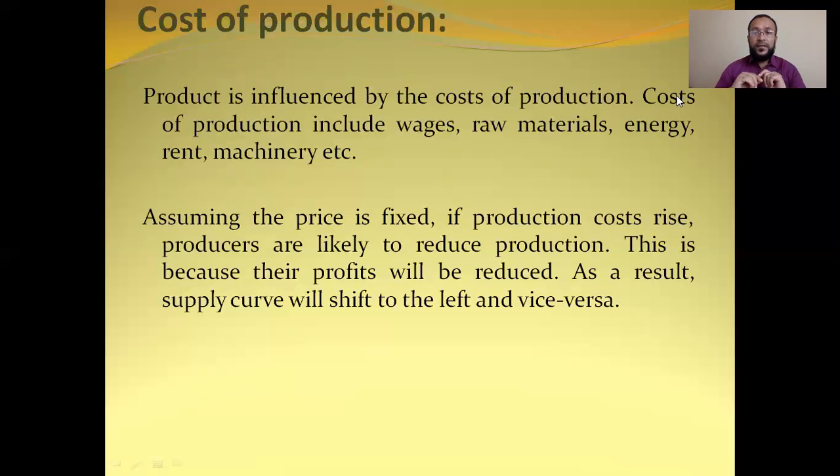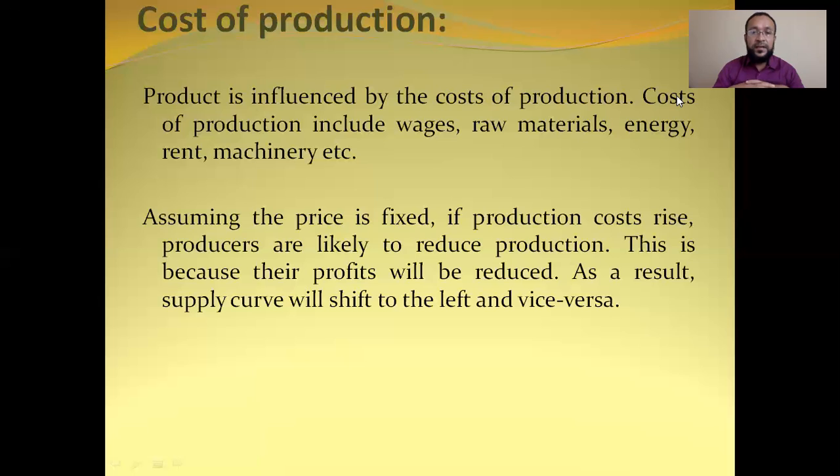All right, and vice versa. Assuming the price is fixed, if production costs rise, producers are likely to reduce production. This is because the profits will be reduced. As a result, the supply curve will shift to the left, and vice versa.